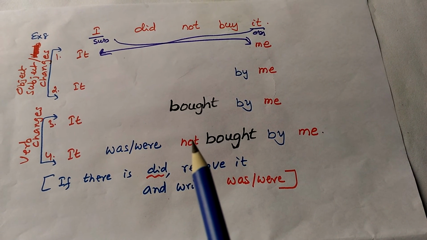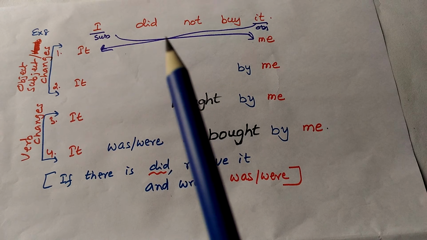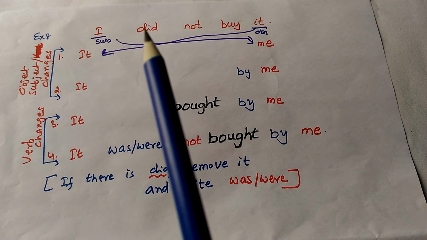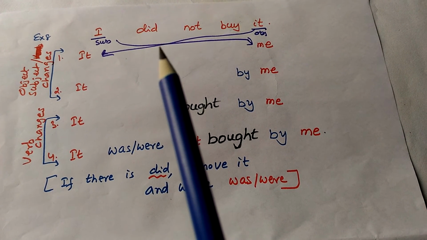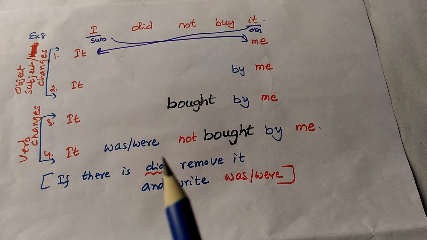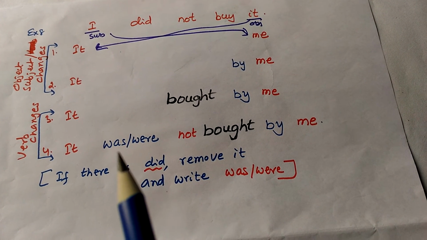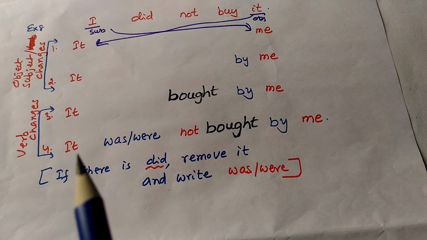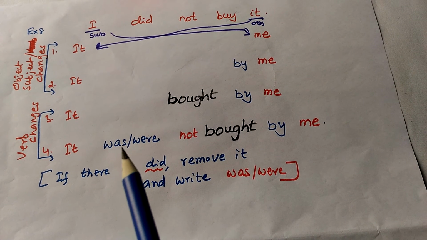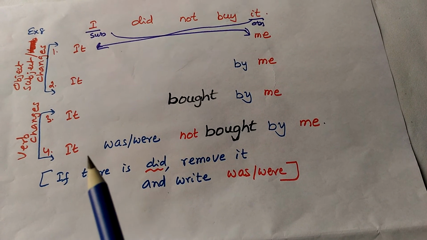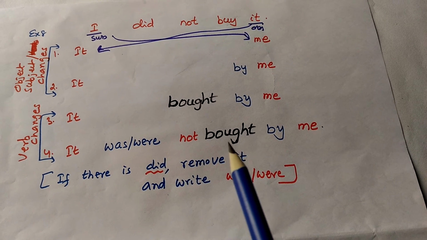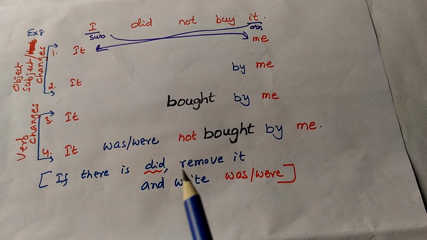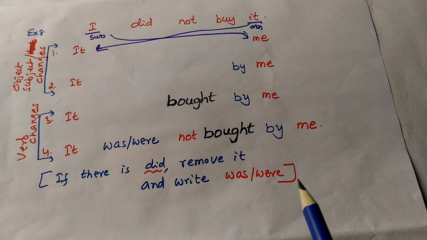And after that we have to add an appropriate be form. As the helping verb is there, that is did is there, whenever did is there, we have to remove the did, and in that place we have to write was or were. So when we have written was or were, out of these two, which form agrees with the subject it? So it agrees with was. So we have to remove were. So we get the answer. It was not bought by me. Then the be form rule is that if there is did, remove it and write was or were.